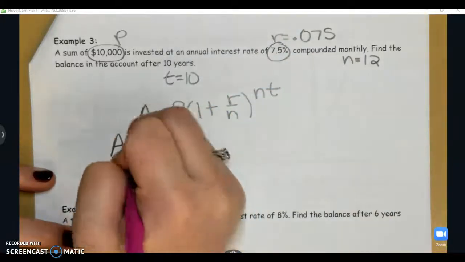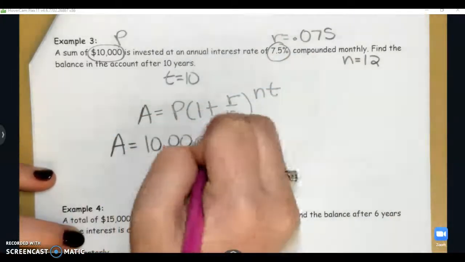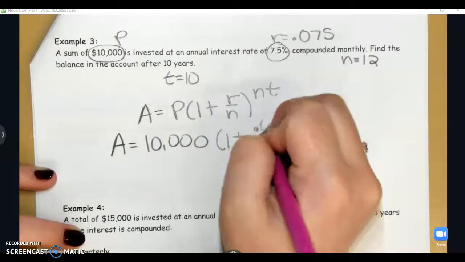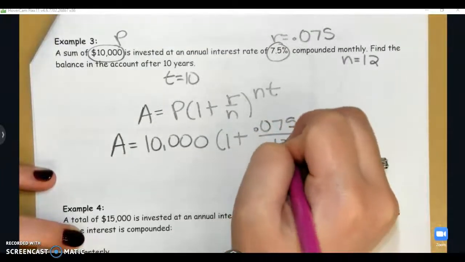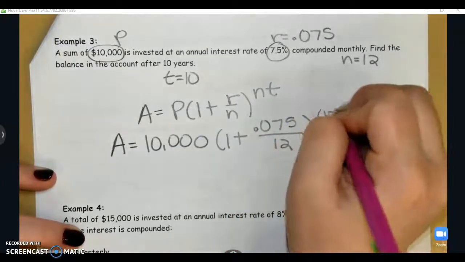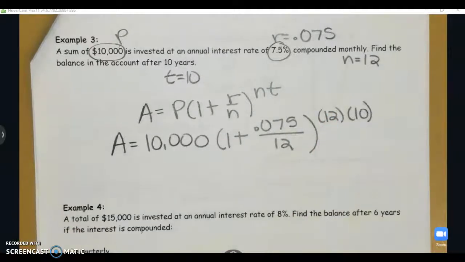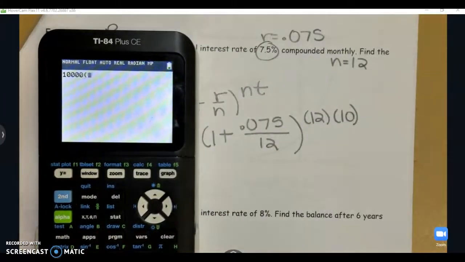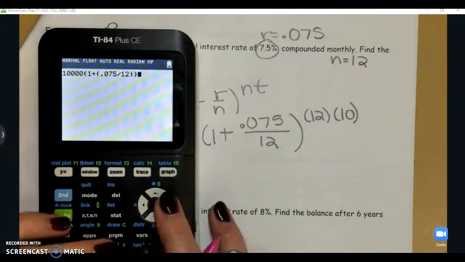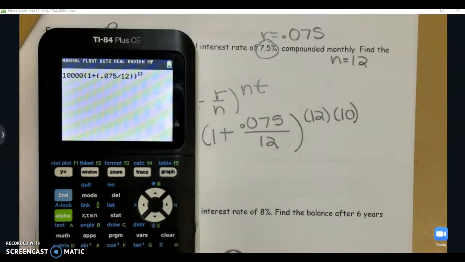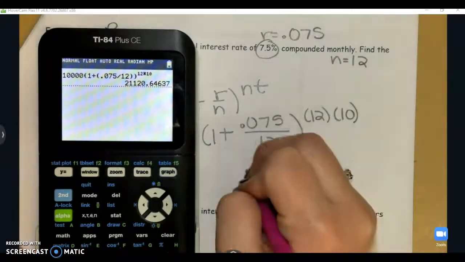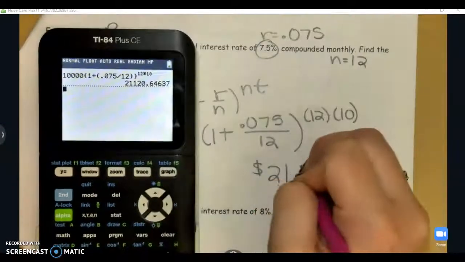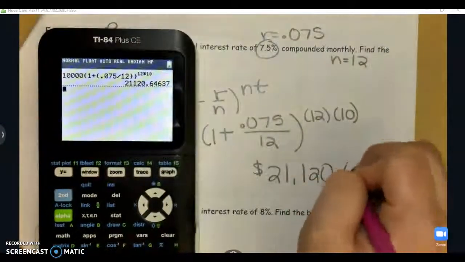So the amount in the account with $10,000 principal, our interest rate is 0.075, compounded monthly over 10 years. Again, being really careful about our use of parentheses in the calculator. And we end up with $21,120 and change.